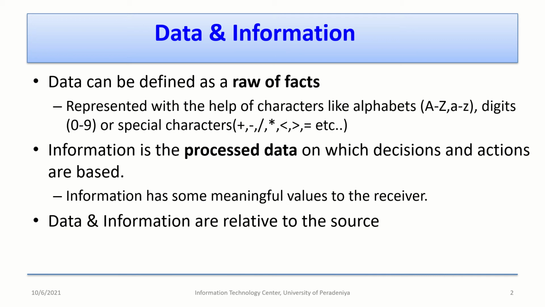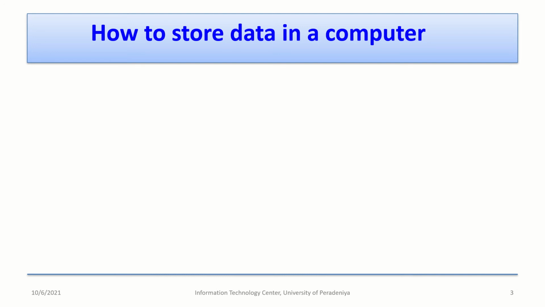Because the student has to answer the questions, but is not doing any processing to create the marks. So data and information are relative to the source. Data are raw facts. Information is processed data. So that's the summary.